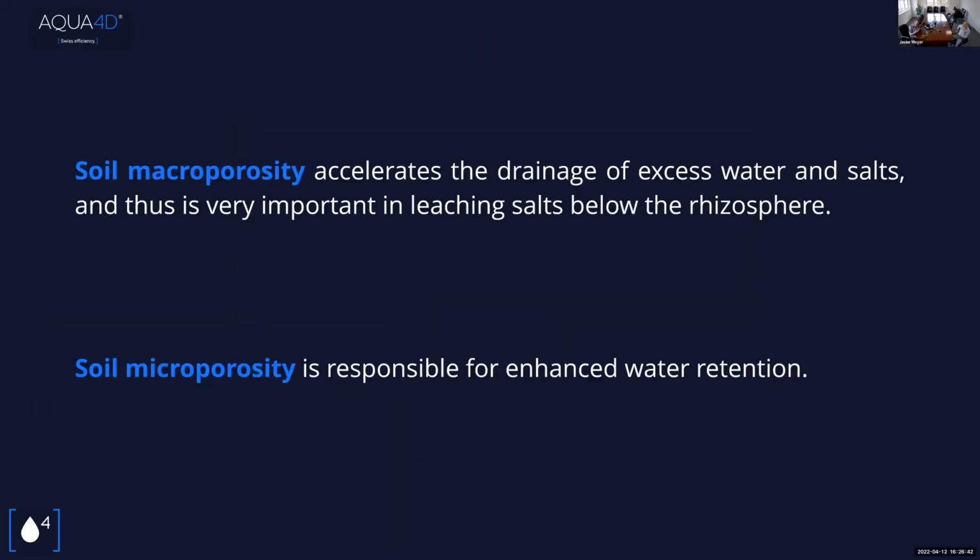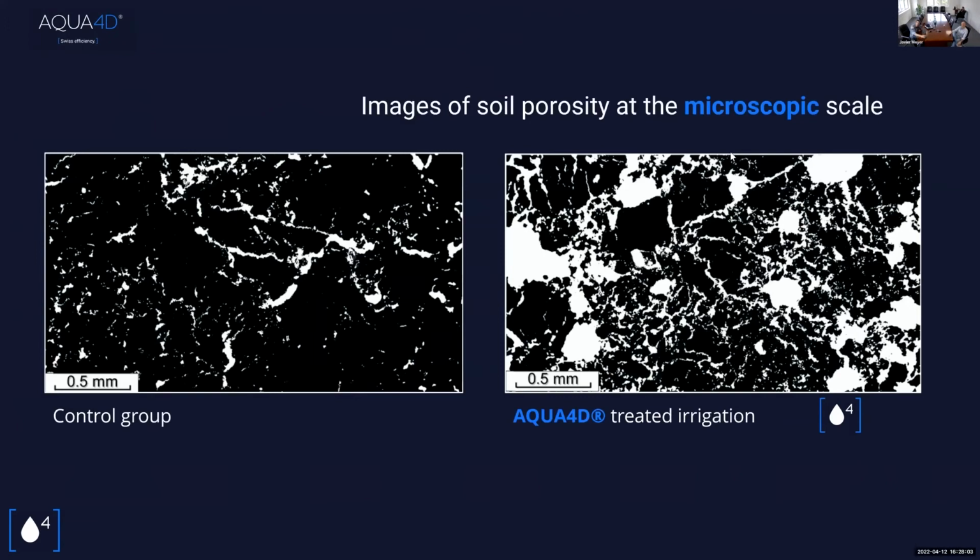We're going to be looking at the macro-porosity of the soil, okay, which are the bigger pores in the soil. And we're going to be looking at the impact on the soil micro-porosity, which is like 20 times smaller than the macro-porosity. So first we look at the microscopic scale, which is really, really little scales, and which is basically made for water retention. And here is the impact. It's very visual. We can see that the AQUA4D side really has been able to increase this micro-porosity.